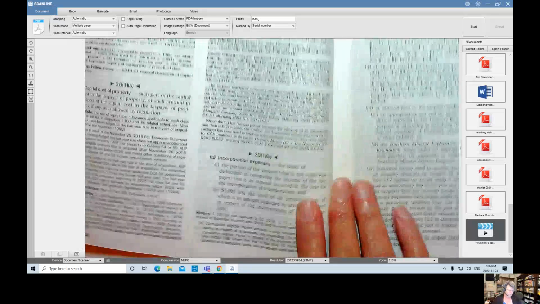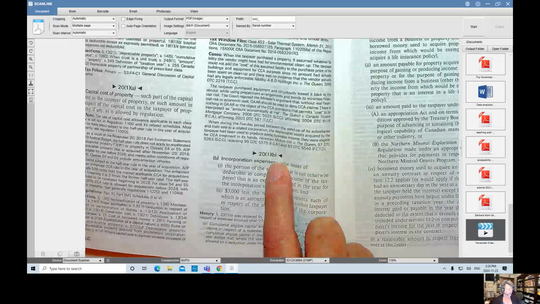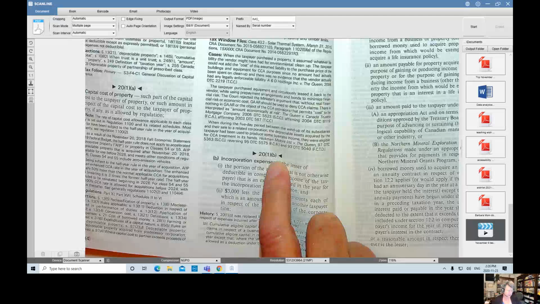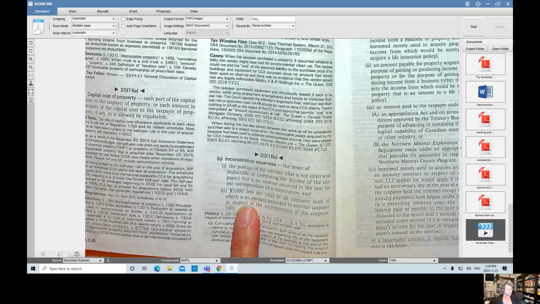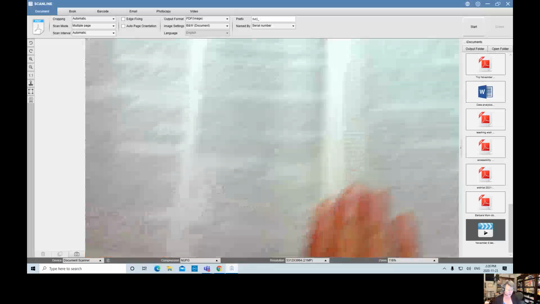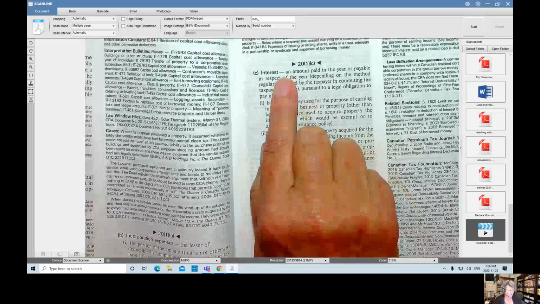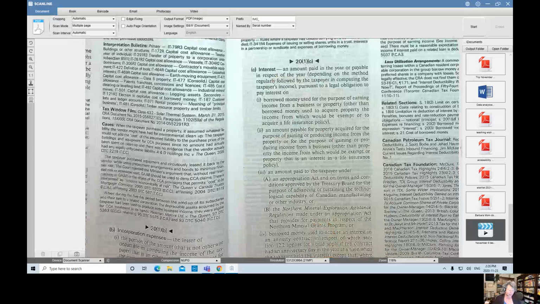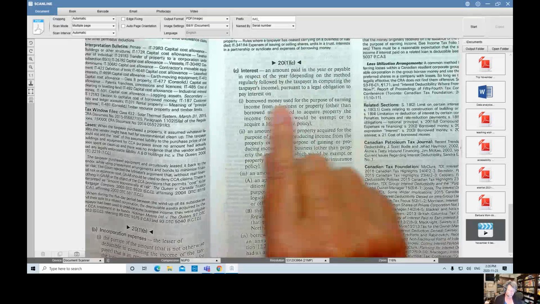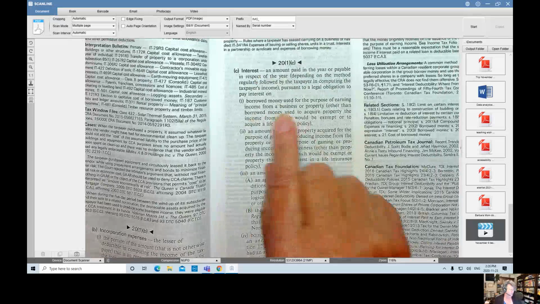Expenses of incorporation, normally these would be capital and amortized. We have a $3,000 amount that we can deduct during the year. There's a whole lot of rules about interest deduction. These are important to be aware of. And it has to be borrowed money used for earning income from business or property.